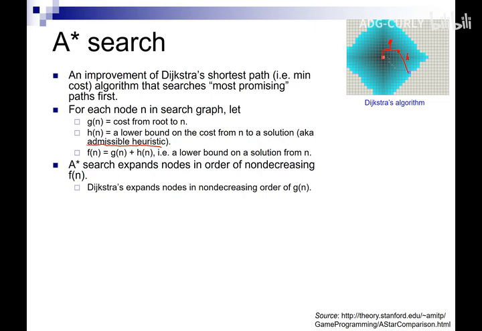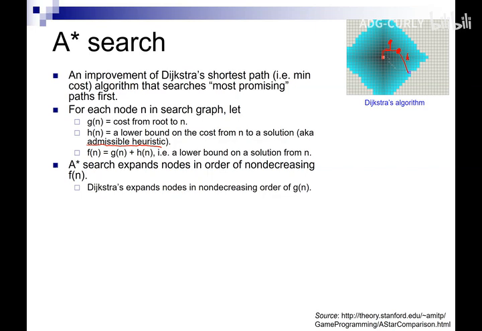Then we're going to define f just to be g of n plus h of n. So this is going to be a lower bound on the cost of a solution through n. Because in order to get to this node, you have to pay a cost of g, and then after that, to get to the solution, you have to pay at least h. So f is equal to g plus h, and that's a lower bound on the cost through this node to get to the solution.